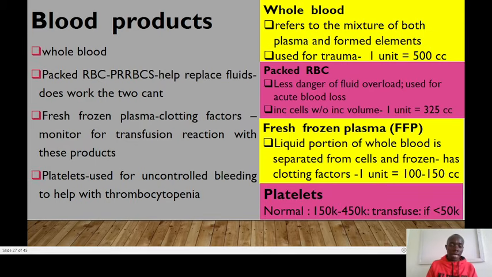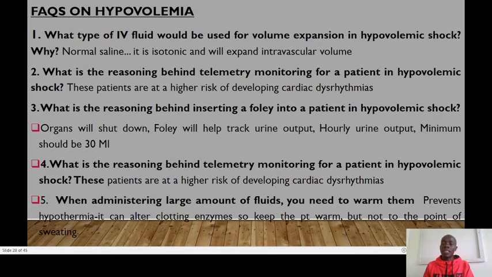Lastly, we have the platelets. So we have the normal range 150 to 450 K, and you have to transfuse if it's less than 50.